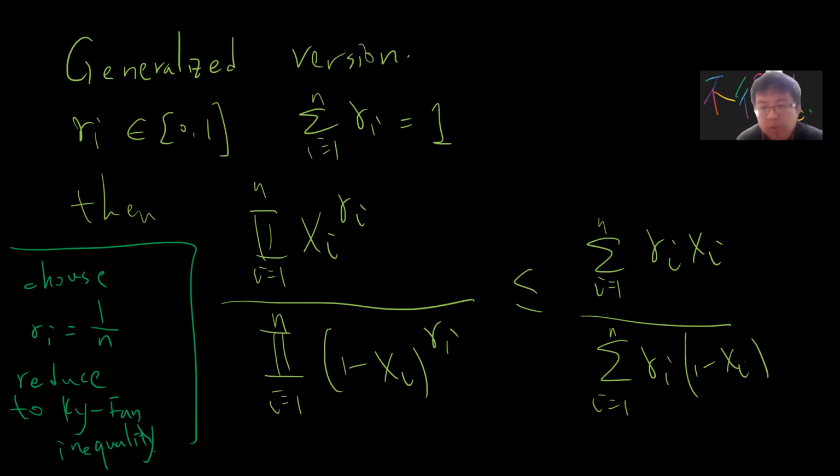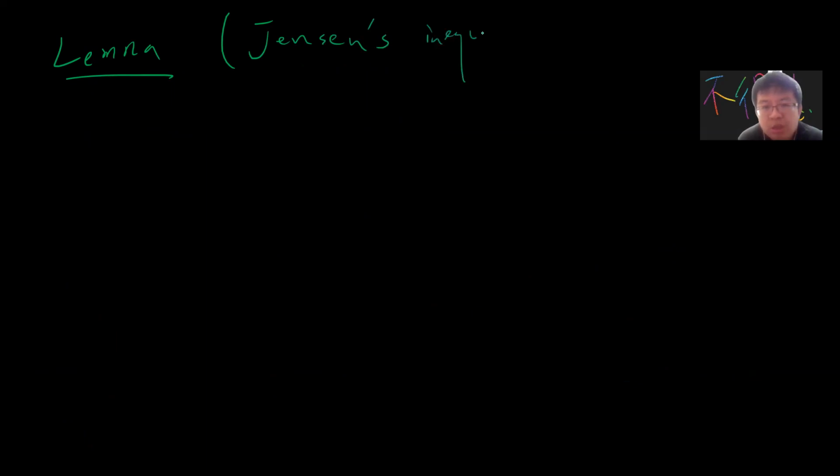Okay, so let's give it a proof. The only lemma that I want to use is from Jensen's inequality. If you don't know it, you should check my video on Jensen's inequality. Amazingly, most of the inequalities, at least in real analysis and probability, can be derived from Jensen's inequality. This is really weird.